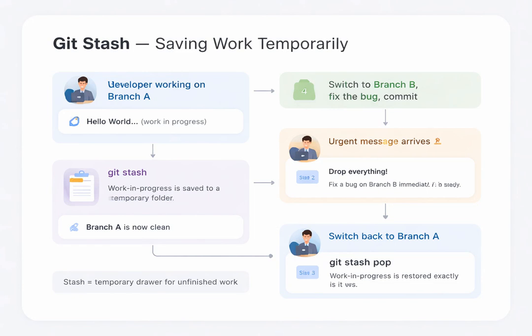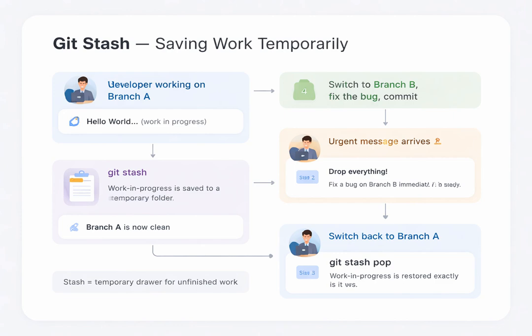Here's another very practical scenario you'll face in real development. You're in the middle of working on a feature. You've written some code but haven't finished it yet, so you haven't committed. Suddenly, your team lead messages you, stop what you're doing and fix this urgent bug on a different branch right now. The problem is, you can't switch branches with uncommitted changes sitting in your working directory. Git will either block you or overwrite your work. And you can't commit either because your work is half done and committing incomplete work is bad practice.